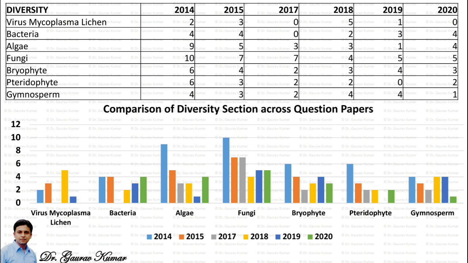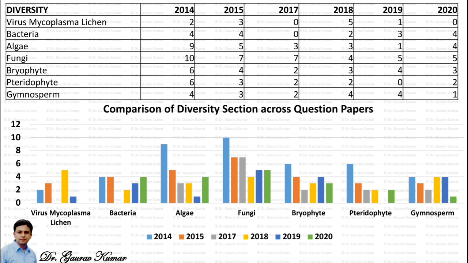In algae, they are asking about the pigments, the economic importance, and the habitat of algae. Then they are asking about the reproductive spores, and so on. In fungi, they are again concentrating more on the phytopathology, and some structures like the myxomycetes life cycle they will ask, and they will ask about swarm cells, amoeboid cells, and so on.